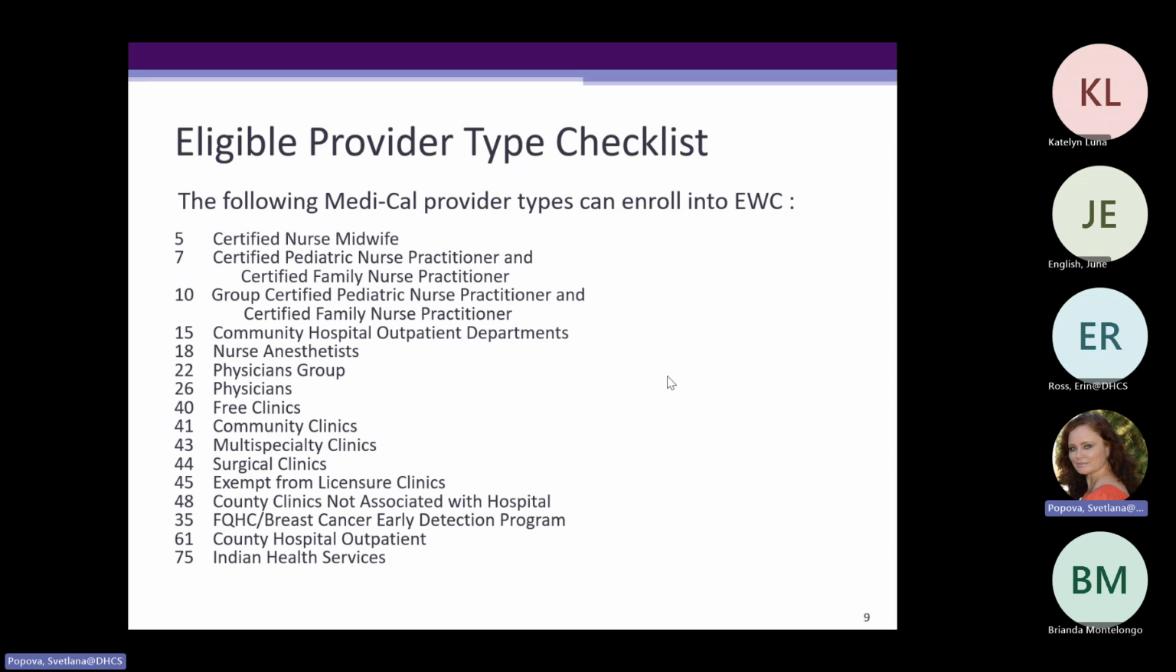So, the next slide shows medical provider types that can enroll into the EWC. So please refer to this list whenever you need to. All those numbers are assigned by the medical provider eligibility division. So these are not numbers that we come up with. These are numbers that are established by Medi-Cal. But these are the provider types that can enroll into EWC.